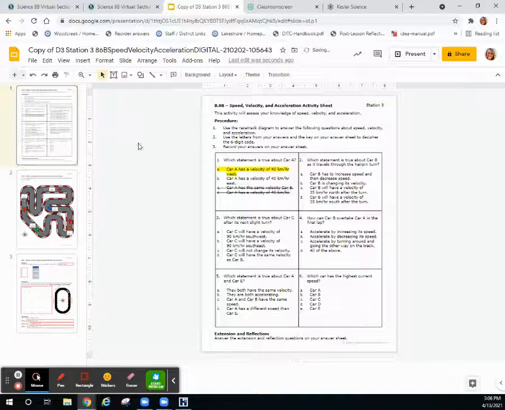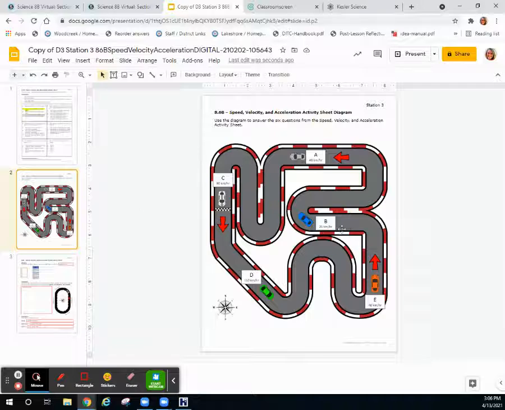Okay, then we move on to number 2. Which statement is true about car B as it travels through the hairpin turn? So let's look at car B and see what this question is talking about. So car B is turning. And when we turn, we usually change directions. So based off of this model, I can assume that car B is having a changing velocity because when we turn, we change direction and we change our speed.